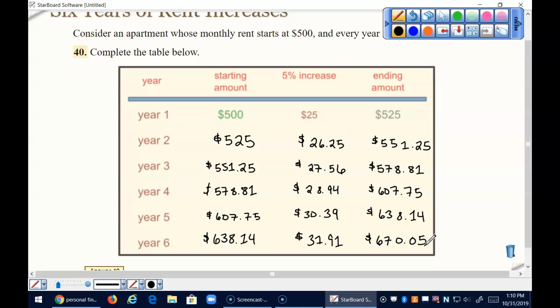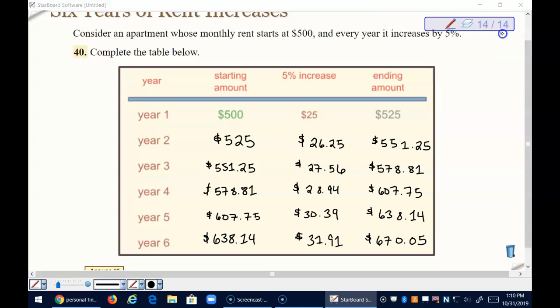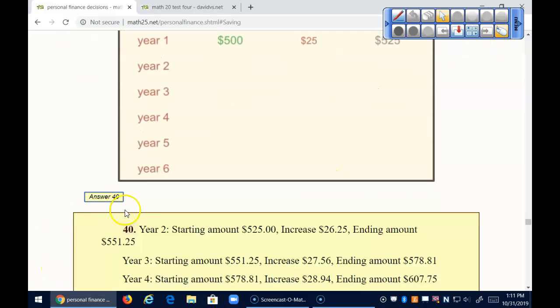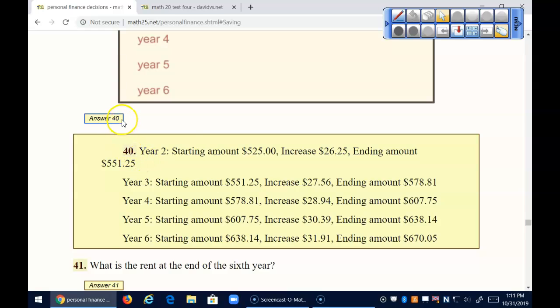Okay, hopefully people beat me to that because I stopped for a while. Do your numbers match mine? Did I make any mistakes? I can check my pop-out answer key. Yeah, okay.